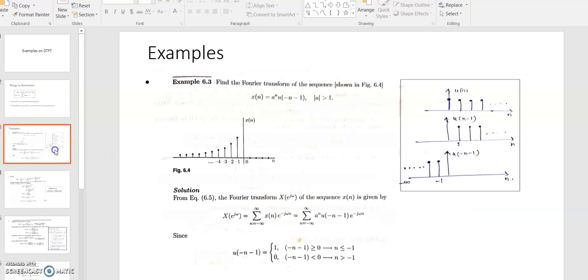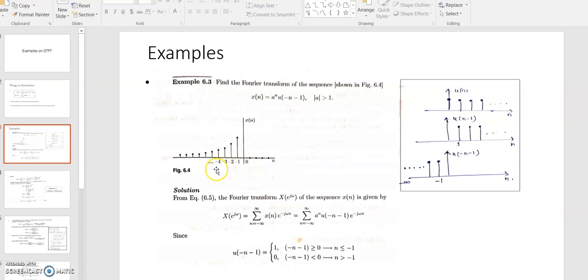So come to example number 1. In this example, you have to find the discrete time Fourier transform of the given signal x[n] = a to the power n u[-n-1]. So before you find the discrete time Fourier transform of this function, you must know how it will be represented graphically. So here we have represented it graphically.